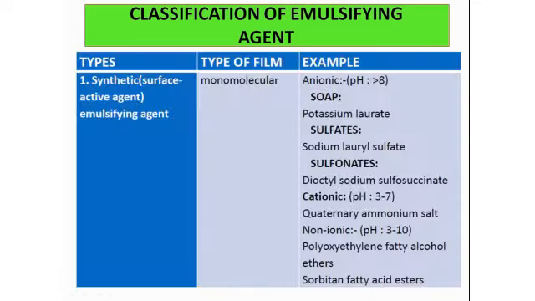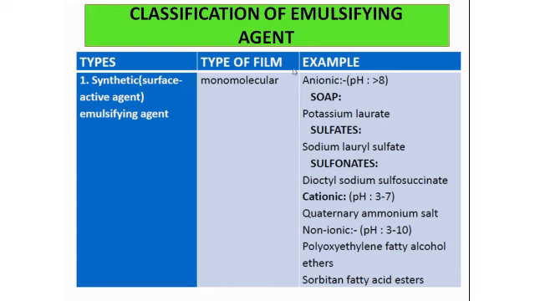So, classification of emulsifying agents. We have a huge classification of emulsifying agents which we are going to cover now, right? I will give you some tables, and I am going to explain their basic description. The first type of emulsifying agent is synthetic. These are also known as surfactants, surface active agents. So these are synthetic emulsifying agents.